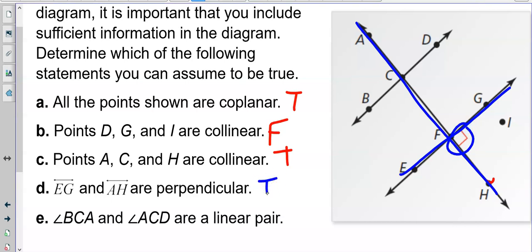And then BCA and ACD are a linear pair. Well, BCA is right here, ACD is right here. They do form a straight line, so it's true.